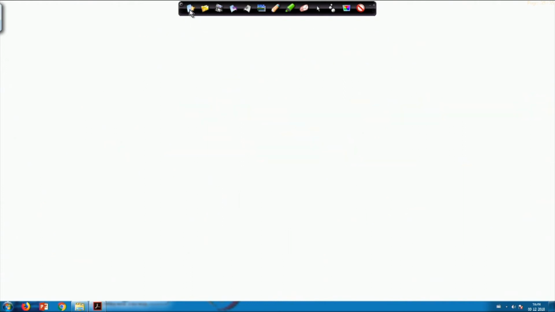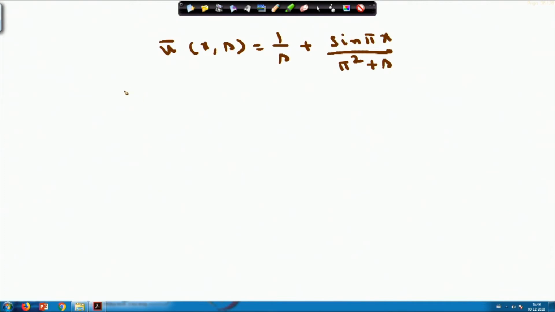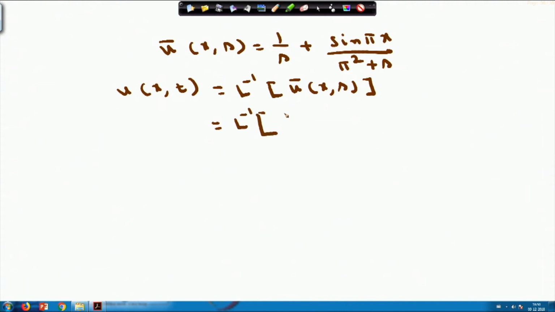So, by substituting this solution, you can obtain u bar x s, this is nothing but 1 by s plus sin pi x divided by pi square plus s. So, that your u x t is nothing but Laplace inverse of u bar x s. Your u x t you can write down as Laplace inverse of u bar x s, which means Laplace inverse of 1 by s plus Laplace inverse of sin pi x by pi square plus s.